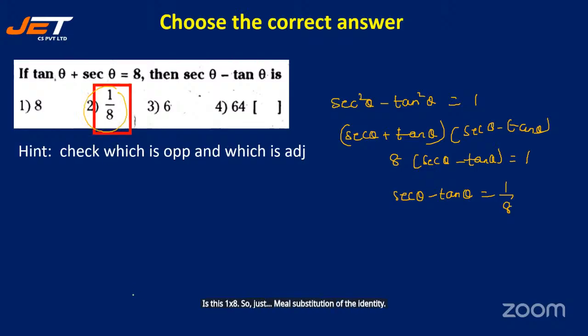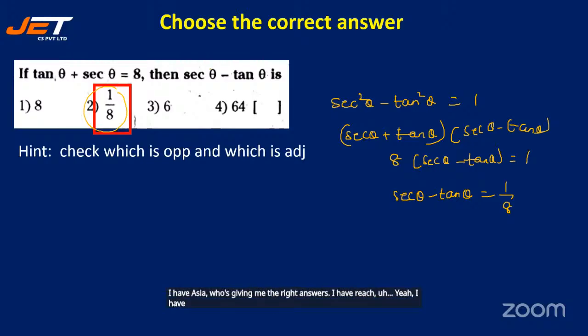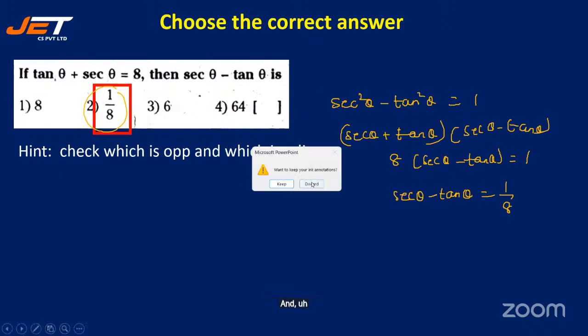Clear? So let's see how many of you have given the correct answers. I have Afia, who's giving me the right answer. I have Diksha. Yeah, I have Pranita. I have Divyanshi, Rahul, Diksha. Yes, good students, you all have given the correct answers. All right, so with this, we close for mathematics today and we'll go on to chemistry.